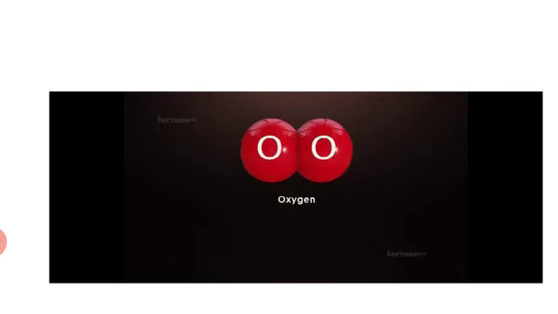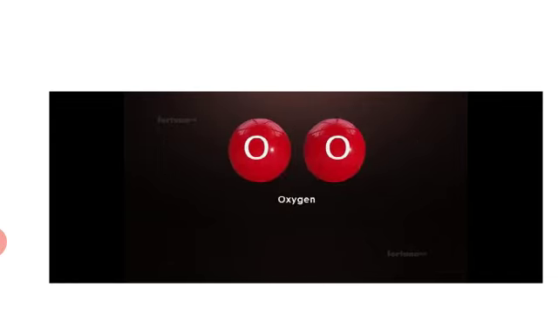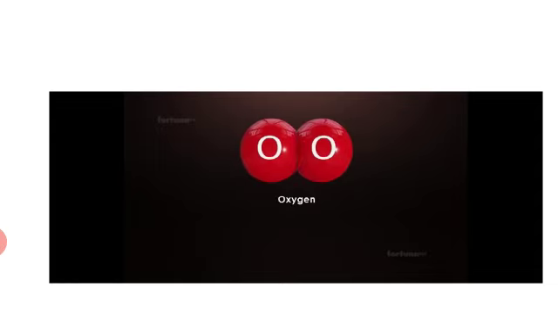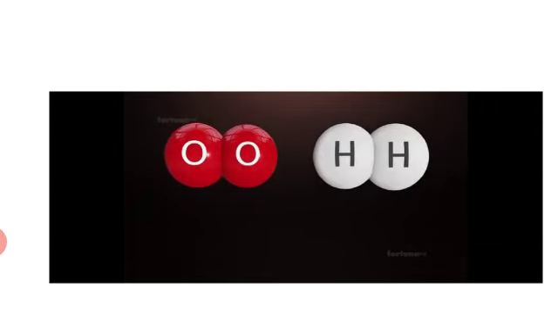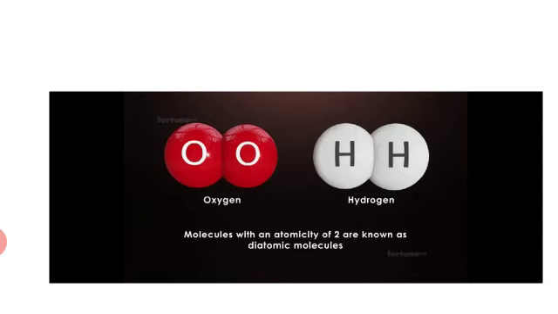An oxygen molecule is composed of 2 oxygen atoms, so its molecular formula is written as O2. This means the atomicity of oxygen is 2. Whether the atoms come from the same or from different elements, molecules with an atomicity of 2 are known as diatomic molecules. Both oxygen and hydrogen are diatomic.